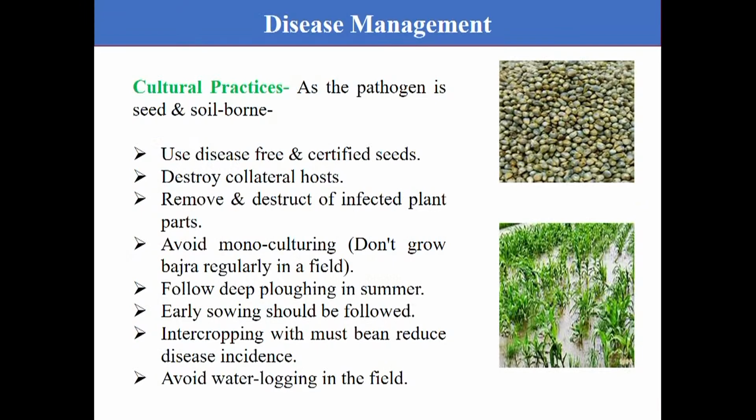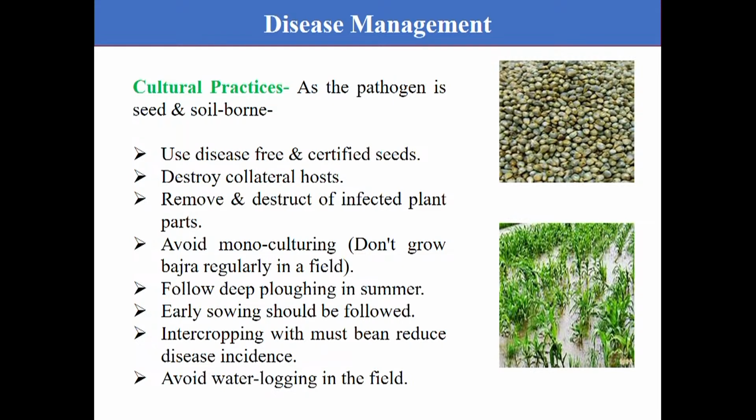You can avoid monoculture. Don't grow Bajra regularly in the same field for a long time, and you can follow deep plowing in the summer season. I have told you previously that deep plowing is implemented basically in the summer season, and that's why all pathogens as well as weed seeds get submerged in the soil and exposed to the high temperature of direct sunlight. That's why so many pathogens are directly killed.